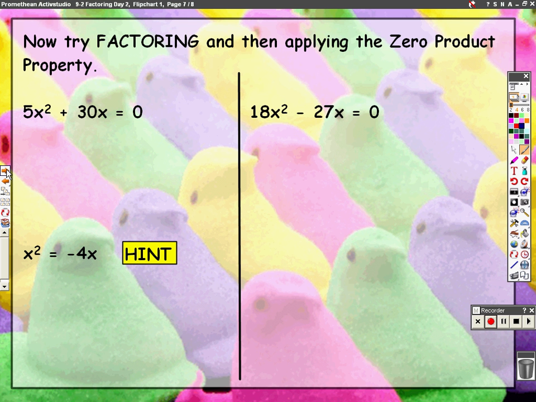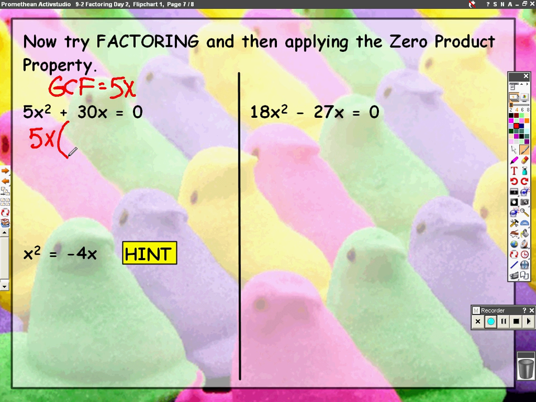All right, now we're going to add in factoring before applying the zero product property. As we've said in class, you have to recognize when you need to factor. And we can see that there's a common factor for the two terms 5x squared and 30x. The greatest common factor for 5 and 30 is going to be 5, and the greatest common factor for x squared and x would be x. So our greatest common factor then is 5x. We pull that out front.